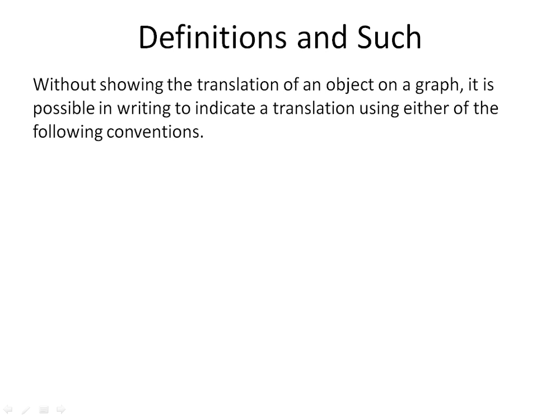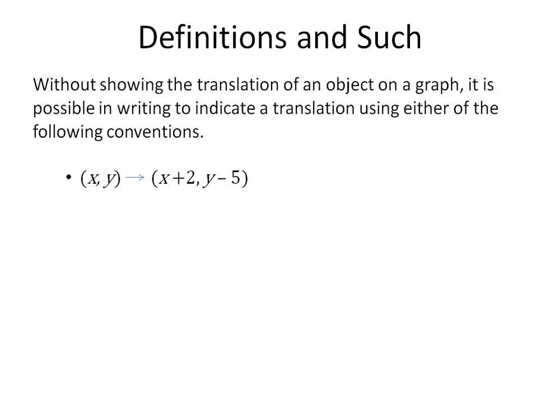Okay, there are some more definitions of things. Without showing the translation of an object on a graph, in other words, without graphing it, it is possible to indicate in writing that the translation using either of these two conventions.